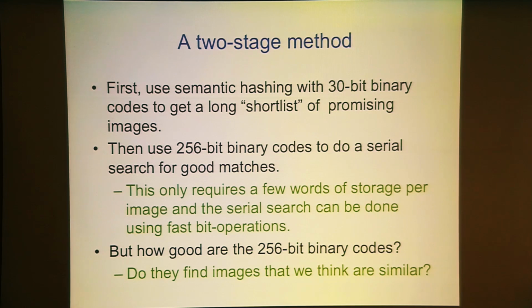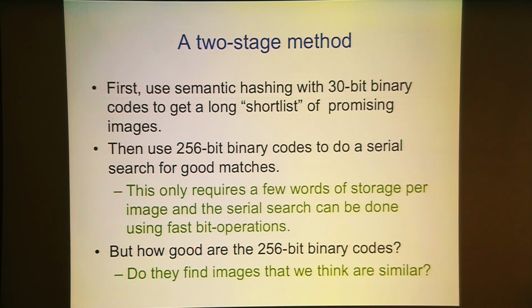Because even with 256 bits, that's only 4 words of memory, so you can afford to associate that with every image. And you can do a linear search through, say, 10,000 things, because comparing two 256-bit vectors to see how different they are can be done with machine instructions that operate on whole words and do XORs, so it can be done very fast. So a linear search through tens of thousands of things is extremely fast with these binary codes.